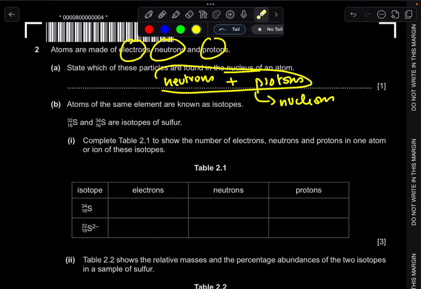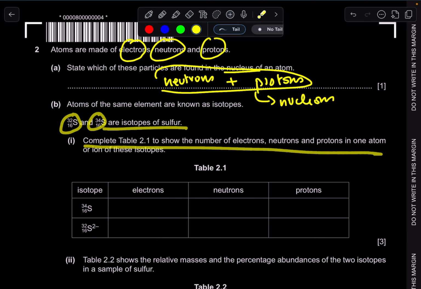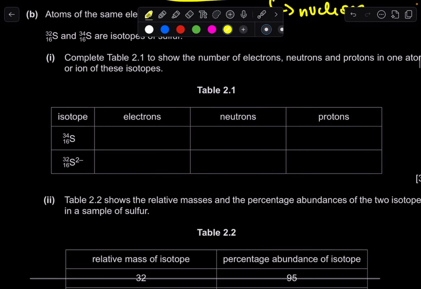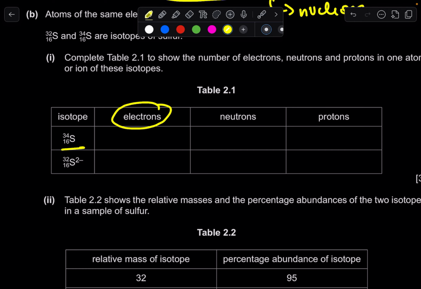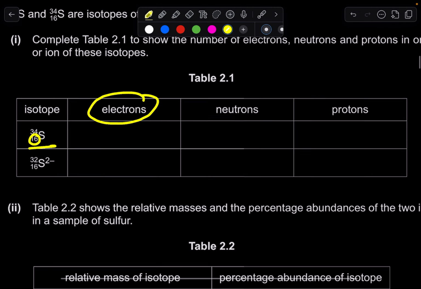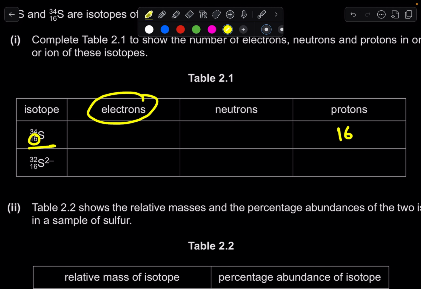Atoms of the same element are known as isotopes. Sulfur-32 and sulfur-34 are isotopes of sulfur. Complete the table to show the number of electrons, protons and neutrons in one atom or ion of these isotopes. First, for the electrons in an atom of sulfur, this number, 16, tells us that's the proton number. So protons and electrons in the atom are going to be the same.